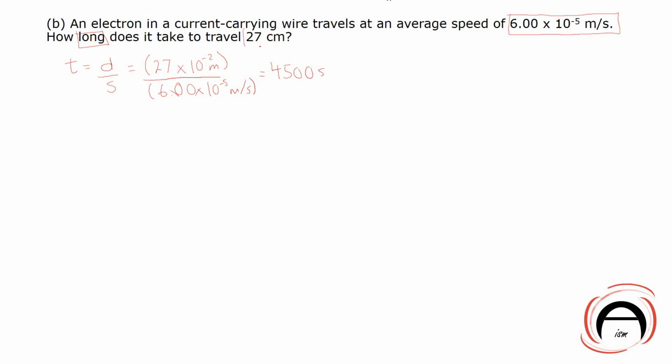The reason that this is much larger than what we got in our last problem is that you're traveling the same distance, but you have a much smaller average speed, 10 to the negative fifth versus 5 times 10 to the 7th. That's going to result in the electron, or whatever it is, you can replace this electron with a different situation, taking a much longer time than something that's going much faster.